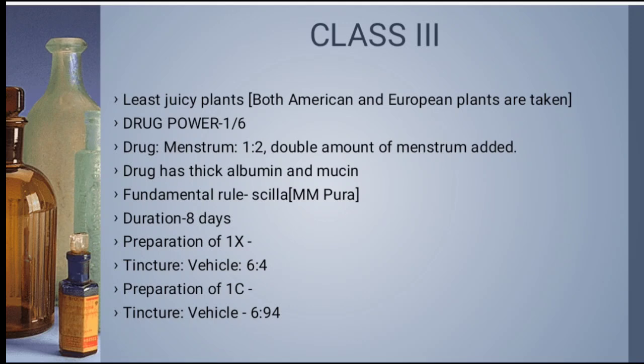Okay, for decimal scale what we will take, 6 parts of the drug substance and the rest, how much, 4 parts of the dilute alcohol, and again 10 downward strokes, we will get first decimal potency in class 3. Okay, this is the first potency, important because we are taking it from drug power. Next subsequent potencies, means 2x, 3x, how we will prepare, in centesimal scale we will take 1:99 and in decimal scale we will take 1:9.